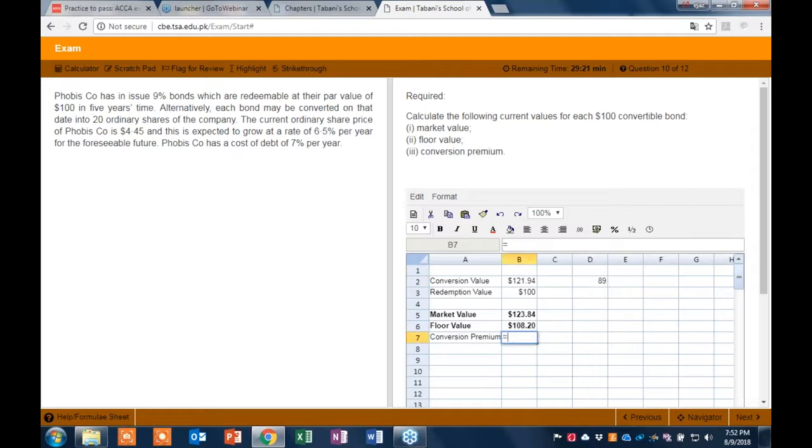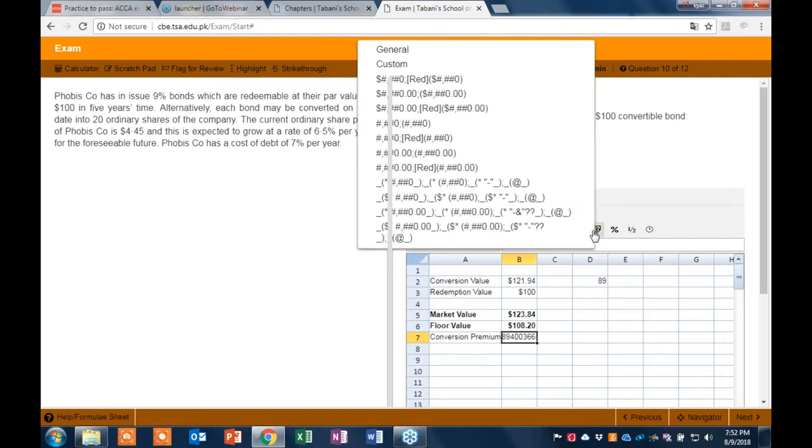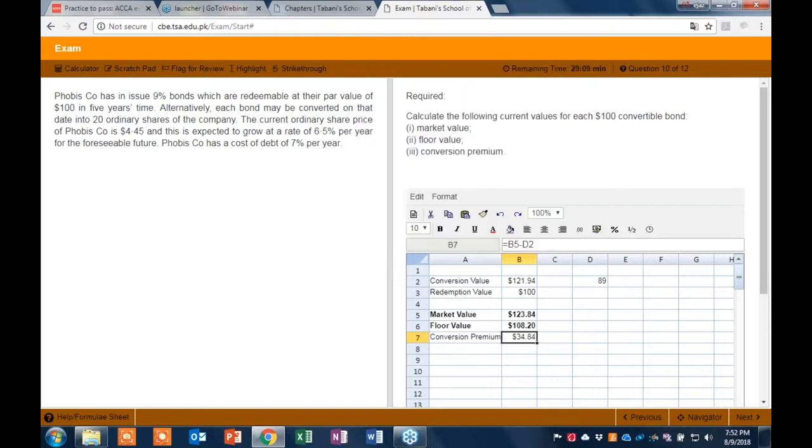So if we take the difference of the market value and the conversion value, we will get the conversion premium, which is $34.84. So conversion premium is actually the difference between the market value and the current conversion value.